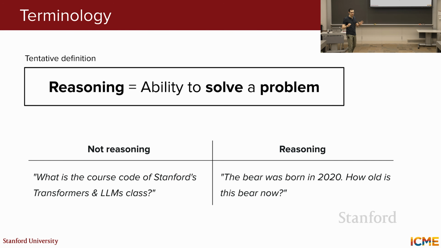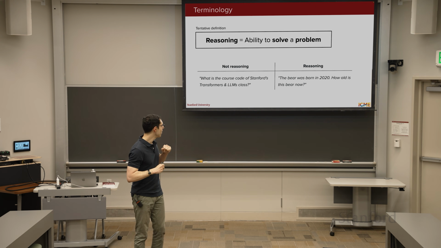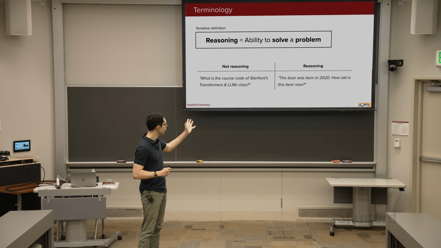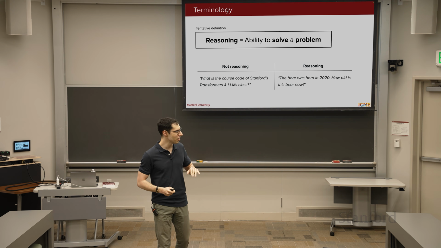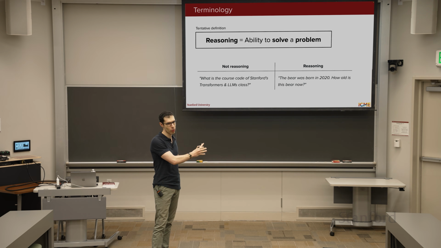So to illustrate this, let's just make sure we're all thinking the same. A non-reasoning question would be something like, what is the course code of Stanford's Transformers and LLM class? This one is a knowledge thing. Everyone knows it's CME295. In contrast to that, a reasoning-based question would be maybe a math question. So for instance, let's suppose we have a bear that was born in 2020. How old is that bear now in 2025? That would be the kind of question that we're looking at. Of course, this is super easy. You can think of something that's much harder than that, and this would qualify.